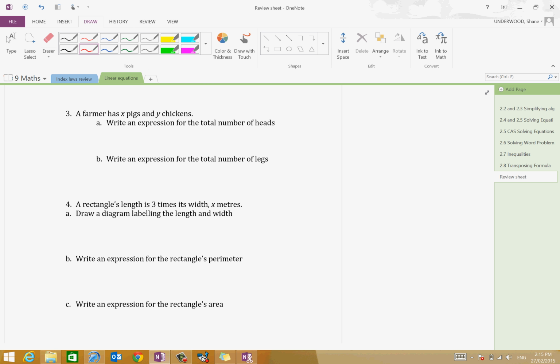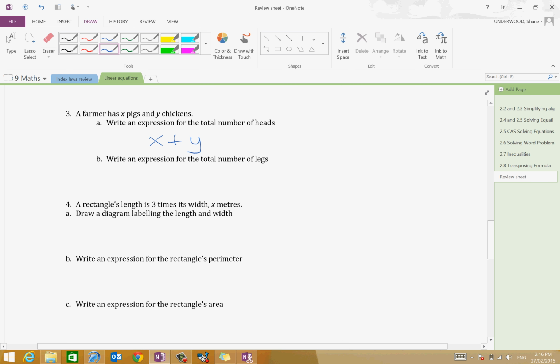So we have to. Now, a farmer has. Year 9s. Year 9s. I'm still waiting. Thank you. Write an expression for the total number of heads. A farmer has X pigs and Y chickens. Okay, so given the fact that a pig only has 1 head and a chicken only has 1 head, unless you've cut off the chicken and it runs around with its head cut off. You heard that expression? They do, absolutely. But how many heads are there? X plus Y. Thank you.